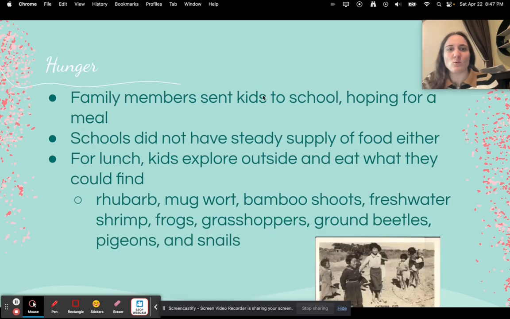It didn't quite work. So family members sent kids to school hoping for a meal. Schools did not have a steady supply of food either. For lunch, they just let the kids explore outside and they ate whatever they could find, including rhubarb, mugwort, which I don't know what that is, bamboo shoots, freshwater shrimp, frogs, grasshoppers, ground beetles, pigeons, and snails.